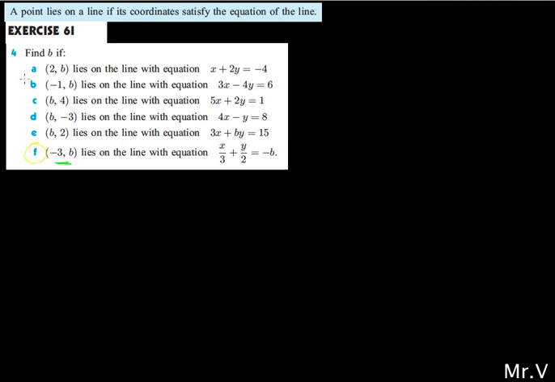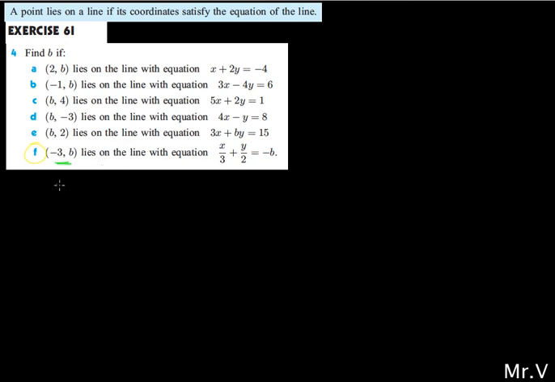But this time, in question 4, they're asking me for an unknown that is part of the point. So what they want is to find b to make it true. So here the only difficulty is that you have to do more algebra and just find b.